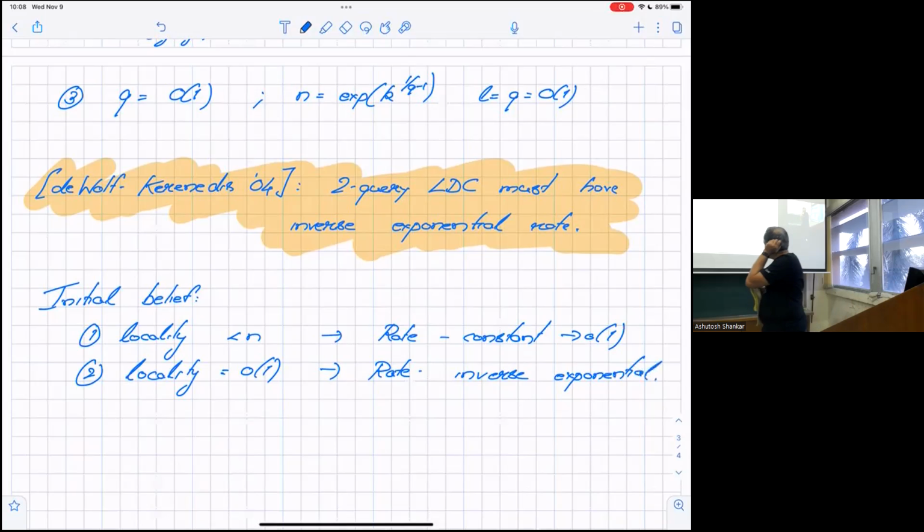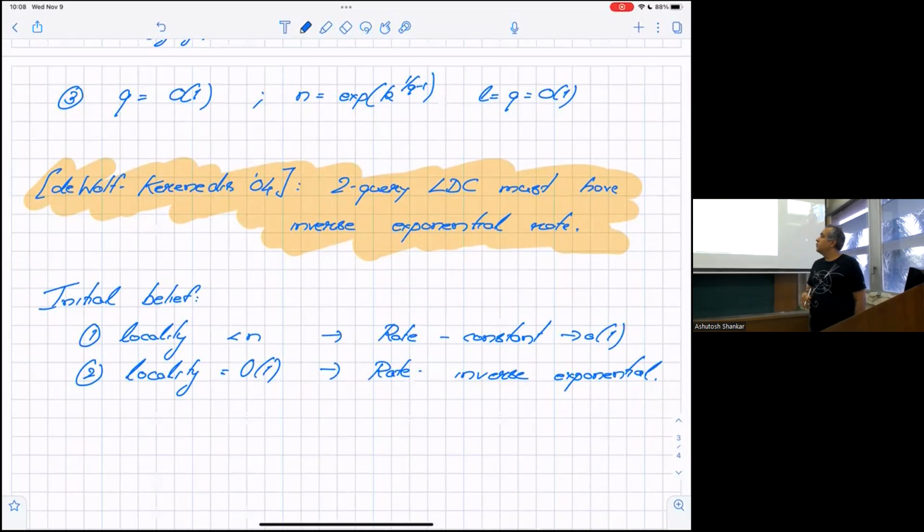This was what was conjectured, that this has to be true. For any locality better than n, the rate cannot be constant, it has to go to 0. And if the locality goes all the way down to constant, big O(1), then the rate actually is inverse exponential.